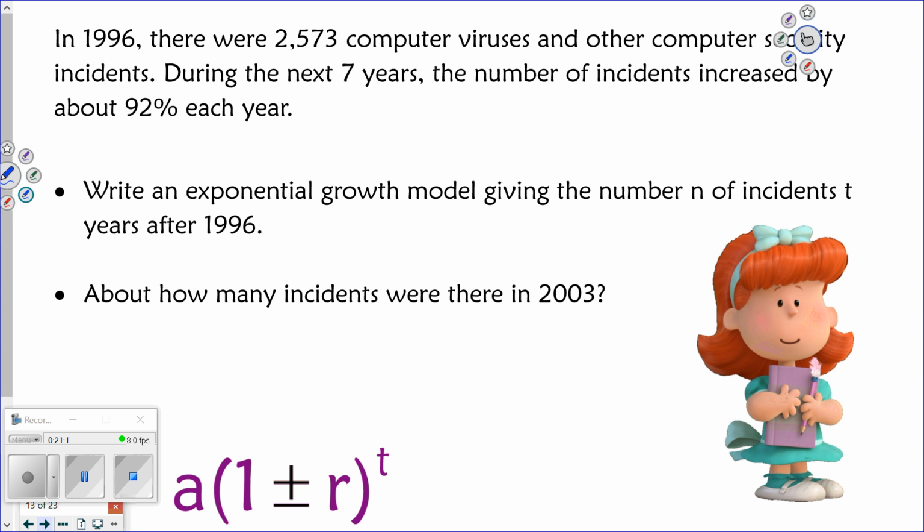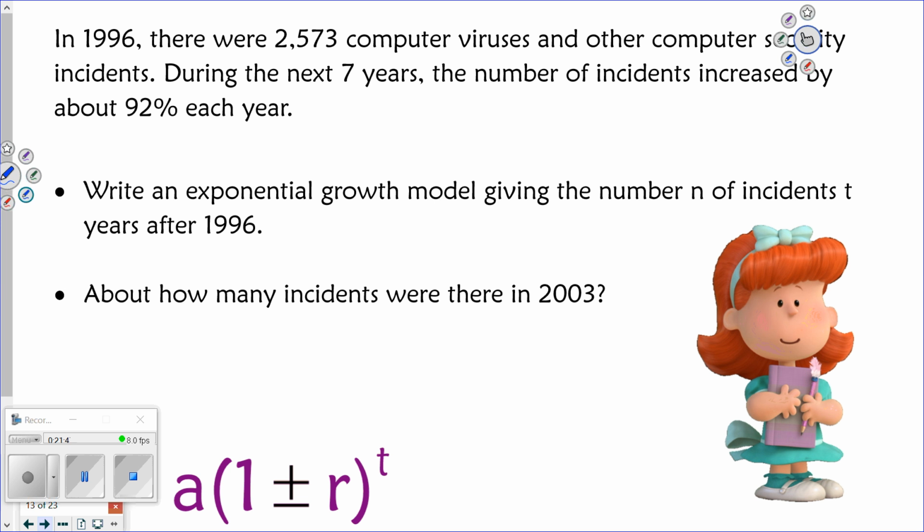All right, take a look at the next one, guys. In 1996, there were 2,573 computer viruses and other computer security incidents. During the next 7 years, the number of incidents increased by 92% each year. That's a lot. Well, think about 1996 in the computer world, though. It was pretty early in computers being mainstreamed.